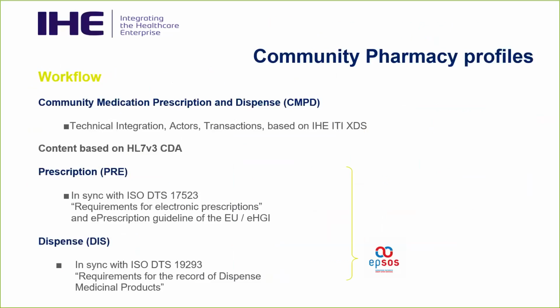So the first one, of course, is the prescription. Now that is in line with an ISO technical specification 17523. That's the requirements for electronic prescriptions. The dispense is in line with the draft technical standard 19293, requirements for dispense.